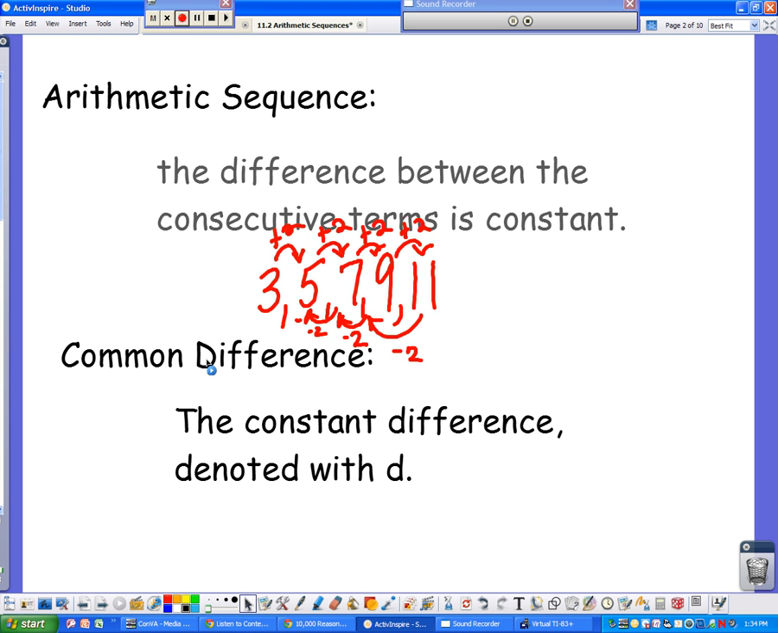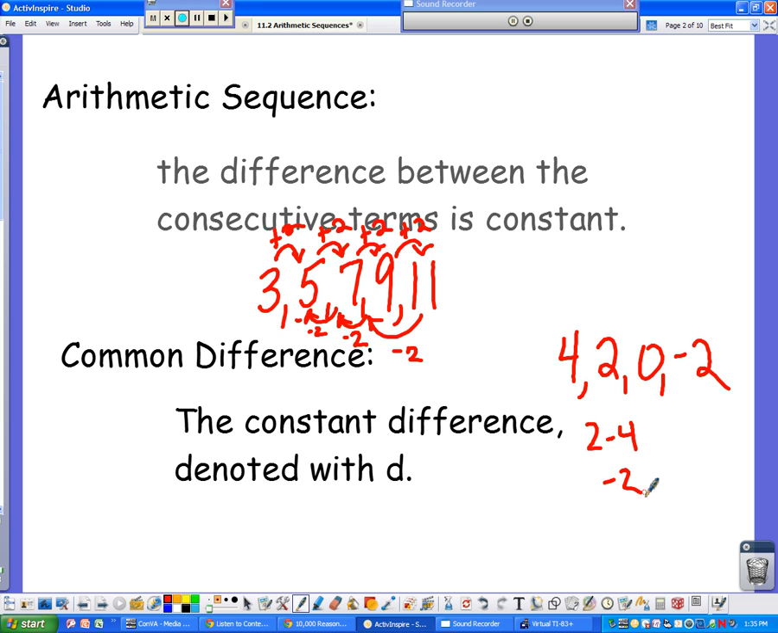We're going to denote that common difference with a D. The common difference, the 2, is the difference, and I usually take 5 minus 3, which gives me 2, and 7 minus 5 gives me 2. Now, if my sequence was 4, 2, 0, negative 2, I take 2 minus 4 and I get negative 2. So in this case, my common difference would be negative 2.